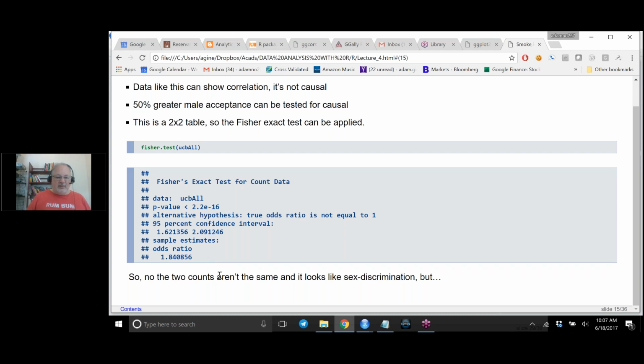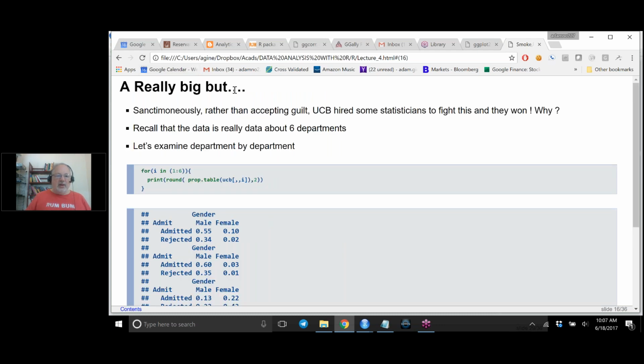So this does look like there's sex discrimination, but, and to continue on the next slide, it's a really big but. And like sanctimoniously, rather than just accepting guilt, UC Berkeley said, we're liberals, we don't discriminate, this couldn't possibly be true, and they hired some statisticians to fight this, and they won. The statisticians went to court and said, this does not prove discrimination. And why? The reason is, remember, you really had not just a table of men and women admitted, but you had 6 departments with different admissions.